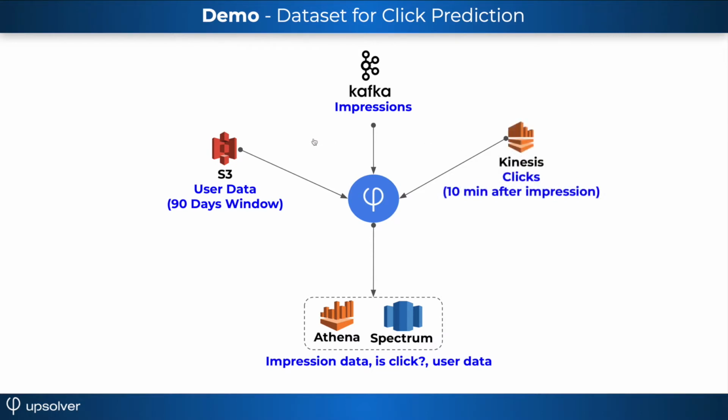We also have a bunch of historical data on S3. That historical data is very important for us to predict if a user is going to click on an ad. We want to create a dataset with those three pieces of data using UpSQL and query that dataset from Amazon Athena. At this point, I'm switching to the Upsolver user interface.